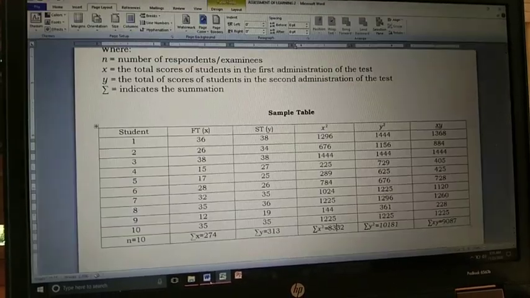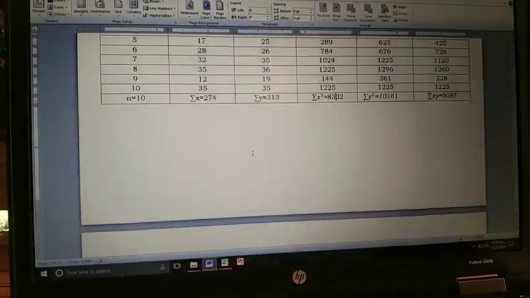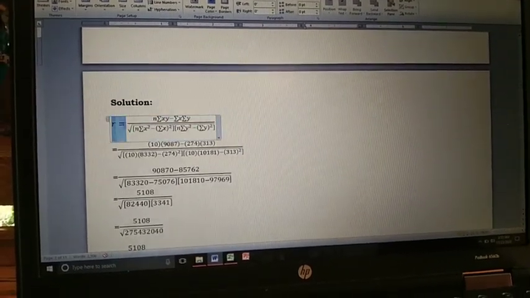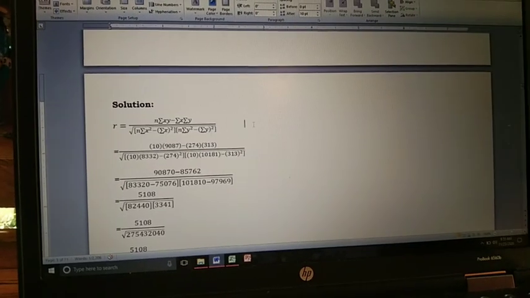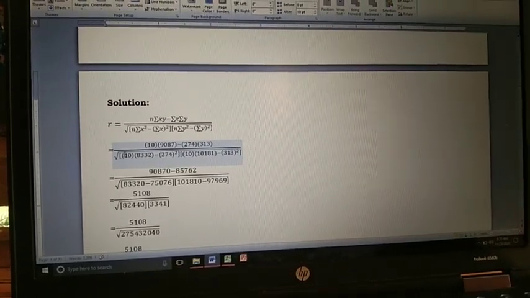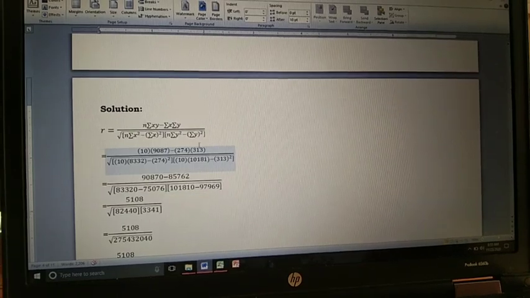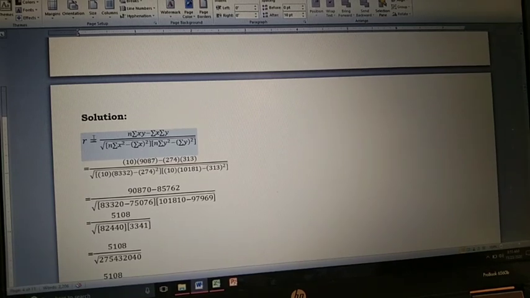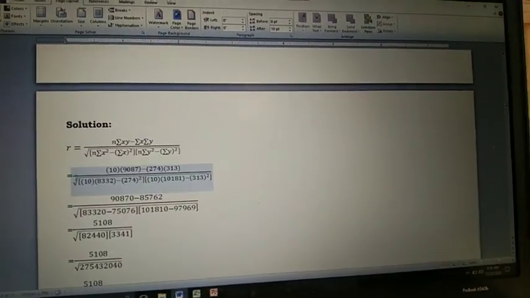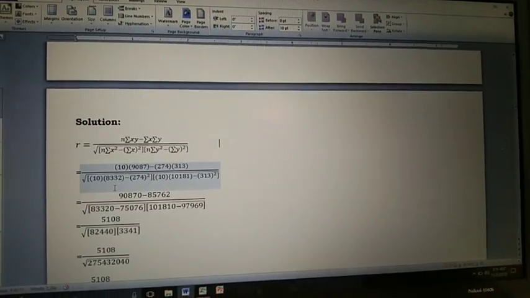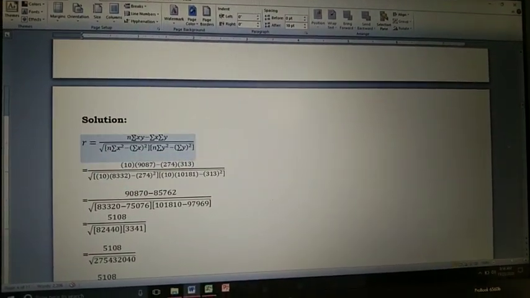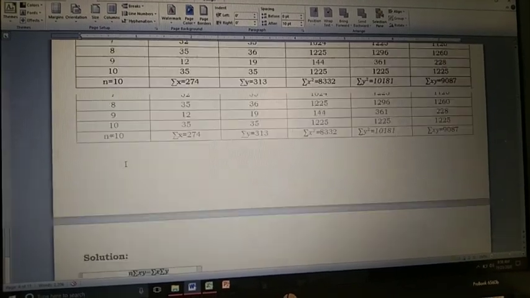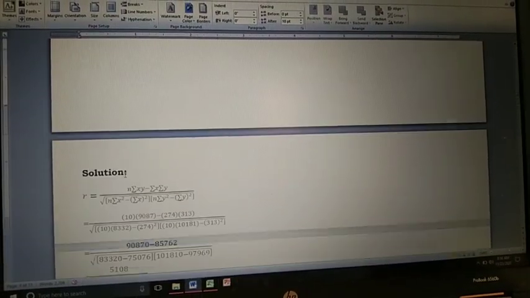After that, we have to utilize the Pearson r formula. So we have here the solution. So r is equal to our formula. Next, you have to substitute into our formula. So n is equal to 10 because 10 is our total number of examinees.